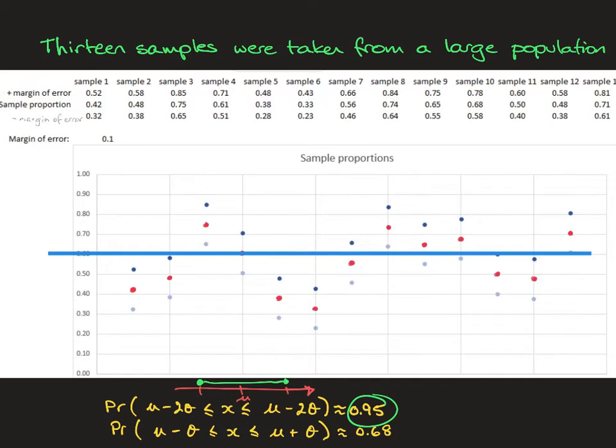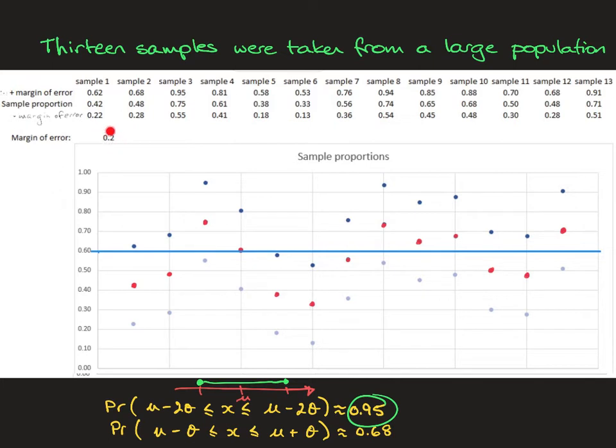So here we've got 1, 2, 3, 4, 5, 6 of our samples. Roughly half of our samples are actually containing the population proportion. If we made the margin of error bigger, what will happen?